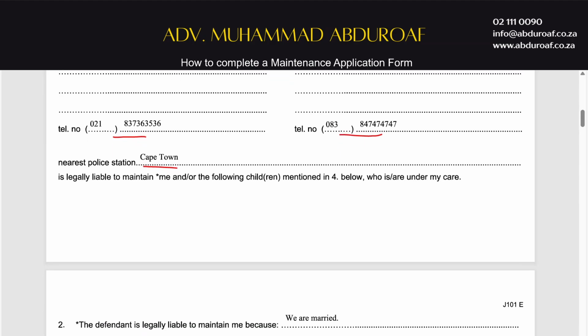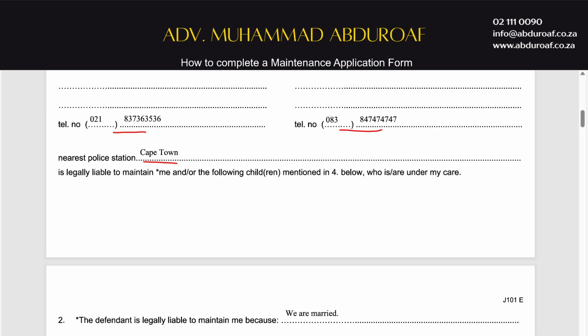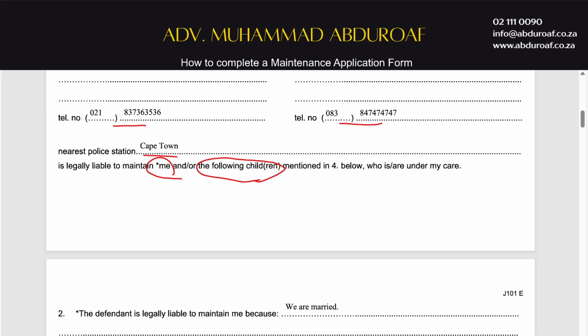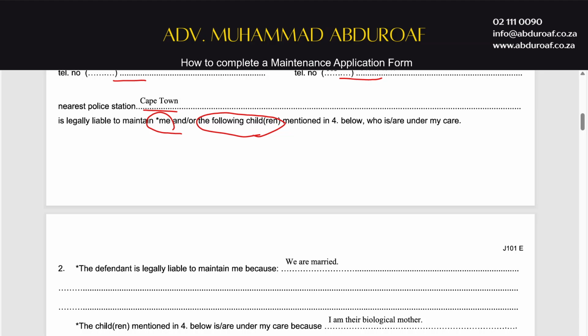Okay. Then the question gets posed on this form: why is this person legally liable to care for the child? Okay, let me say, you're saying basically this person is legally liable to maintain, and let's go for example, you say me as well, because you require maintenance as well for yourself and the following children. So we can maybe underline that to do something there. And then why should he pay something towards you?